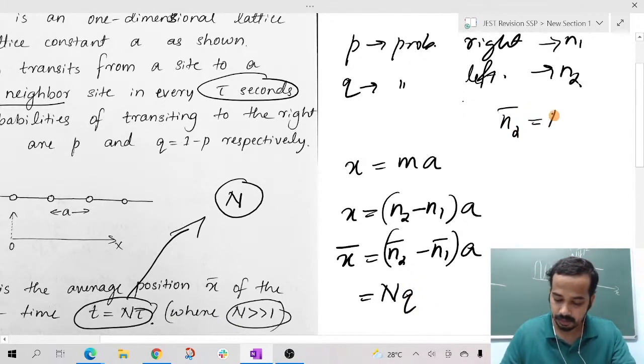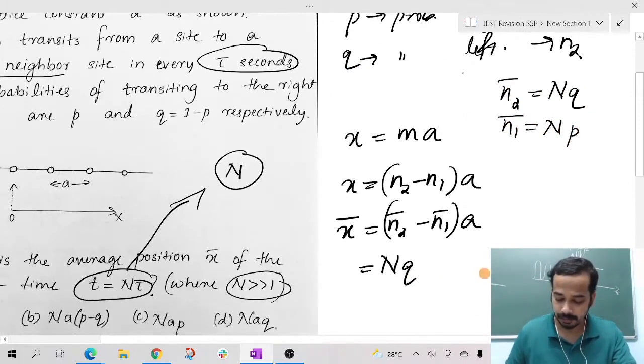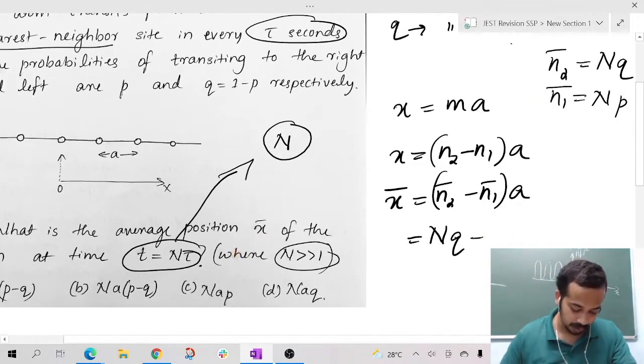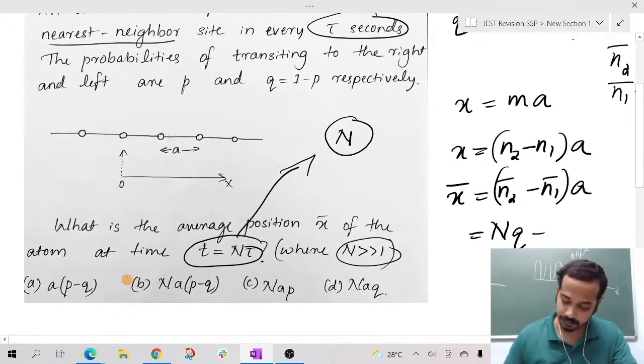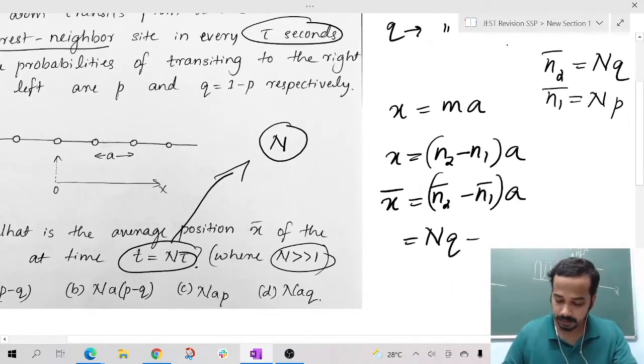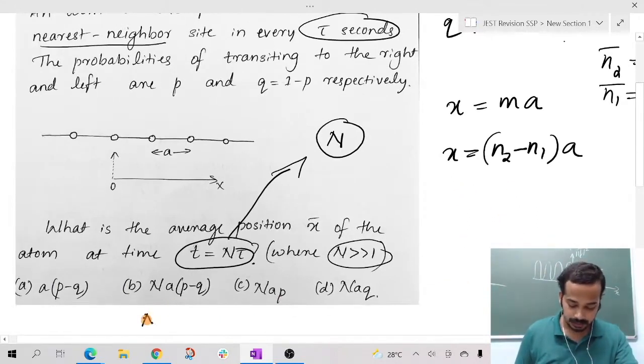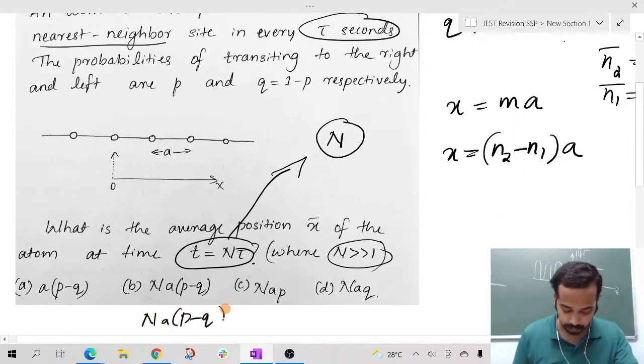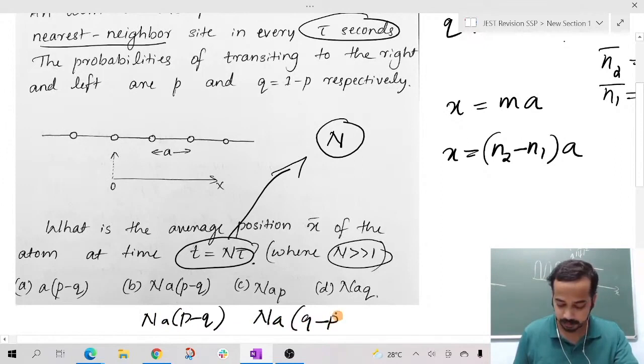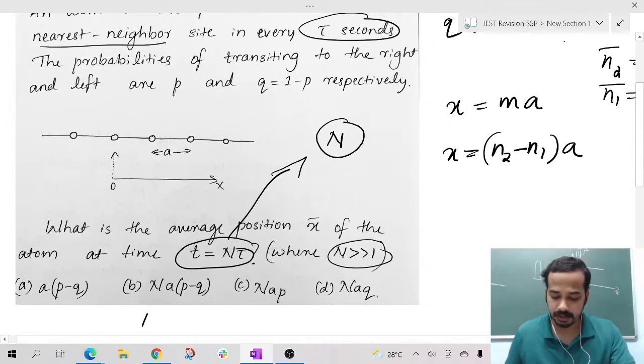n2 mean is equal to the total number of steps into that particular probability. n1 mean is equal to the total number of steps into that particular probability. You can interchange this also. In the options, I don't think there is confusion about p minus q or q minus p, or you can take n1 minus n2, if you are worried about that. Look here, there are no options like n a (p minus q) as well as n a (q minus p), so there is no confusion, because sometimes you can take n1 minus n2, sometimes n2 minus n1. Am I right? That's why, if you are worried, let me take n1 minus n2.